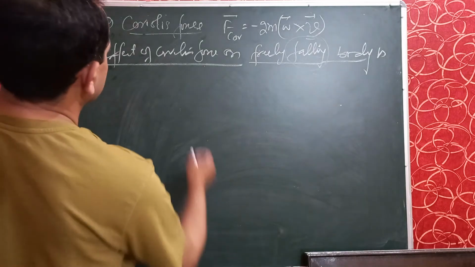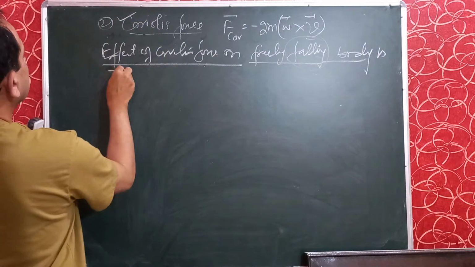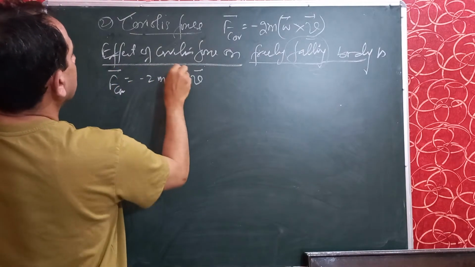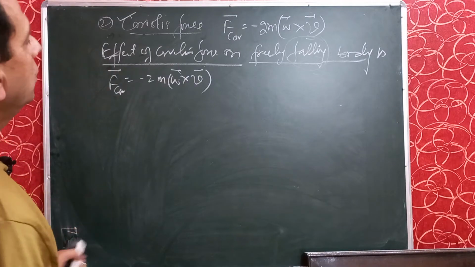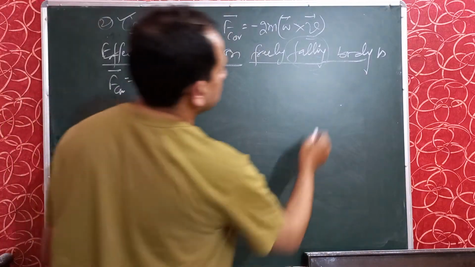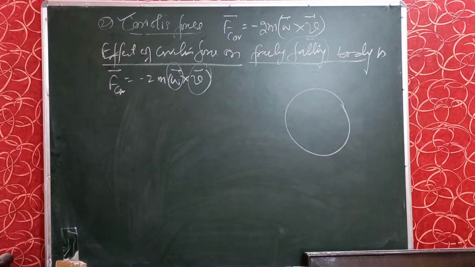So what is Coriolis force? First of all, we have to prove it. Coriolis force is equal to minus 2 m omega cross v. Our first step is to resolve these vectors into components. So consider the components of omega vector and v vector. We have to draw a diagram.